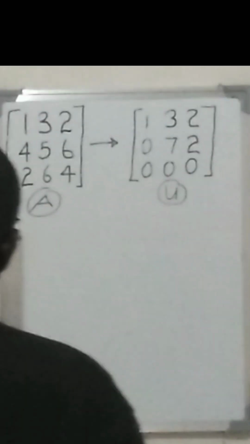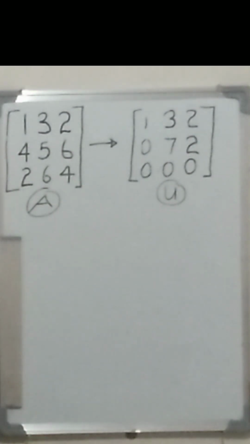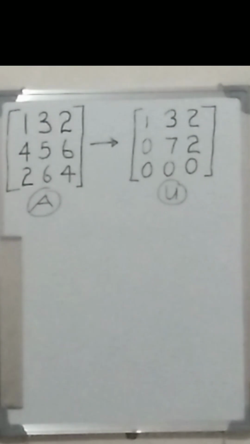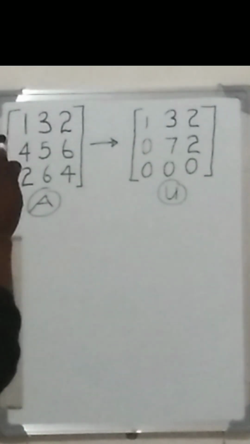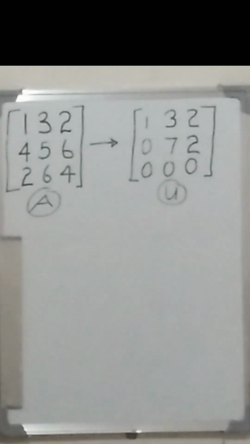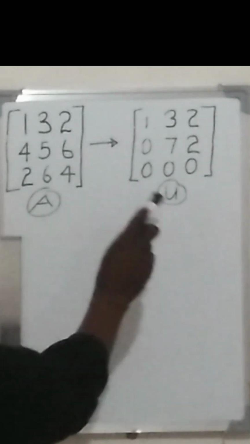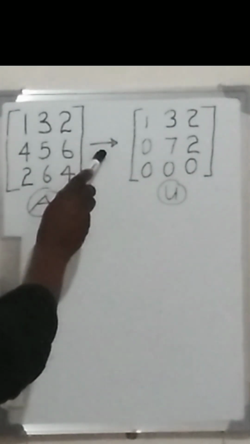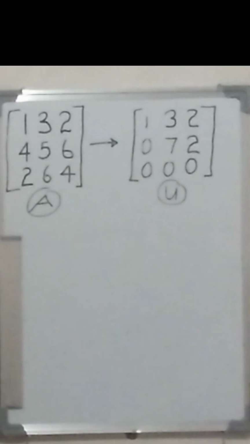Okay, so let's talk for a minute about the column space of a given matrix A. But before we get there, let's take a look at the matrix U over here, which is an upper triangular matrix resulting from performing row operations on matrix A. The two matrices A and U are certainly not equal. That's why I don't have an equal sign here. But they are said to be row equivalent.